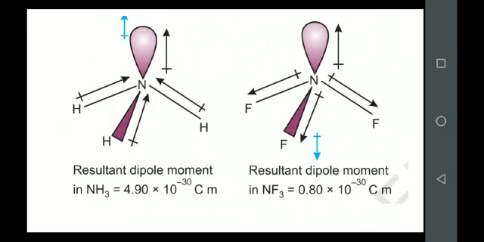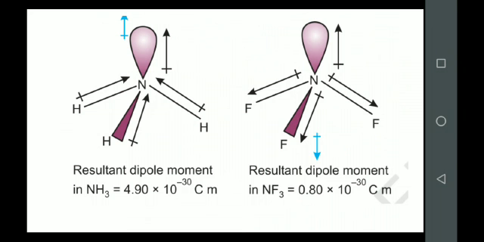Now, another example of ammonia and NF3 molecule is given. Just look at the dipole moment of NH3 and NF3. For NH3, it is 4.90 into 10 raised to minus 30 coulomb meter, whereas for NF3, it is 0.80 into 10 raised to minus 30 coulomb meter. There is a huge difference in the dipole moment values of the two molecules. Now let's see what is the reason why NH3 is highly polar and why NF3 is not.